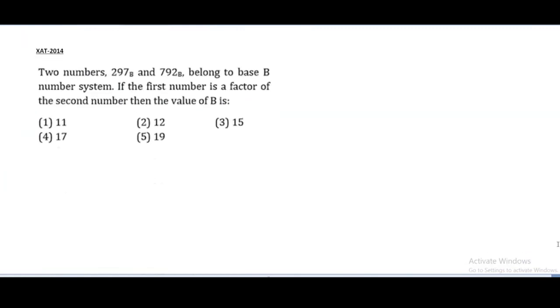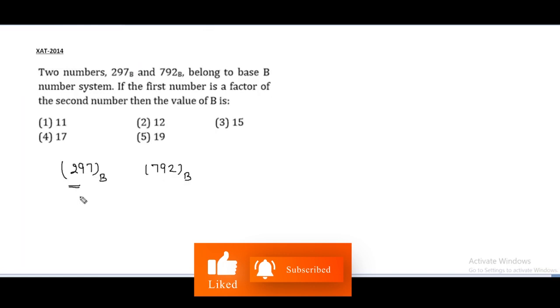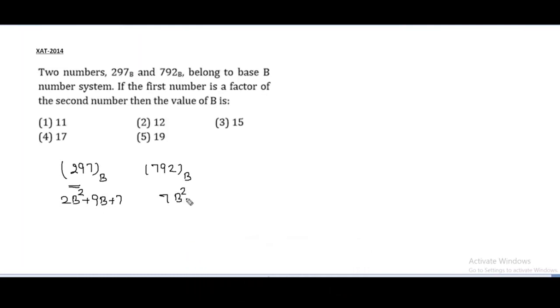2014. Again, it's a base question. Two numbers, 297 in base b and 792 in base b, belong to base b in the number system. If the first number is a factor of the second number, then find the value of b. Now if I simplify, this number is 2b square plus 9b plus 7, and this number is 7b square plus 9b plus 2. The question says this number is a factor of this number. It means this number is a multiple of this number.